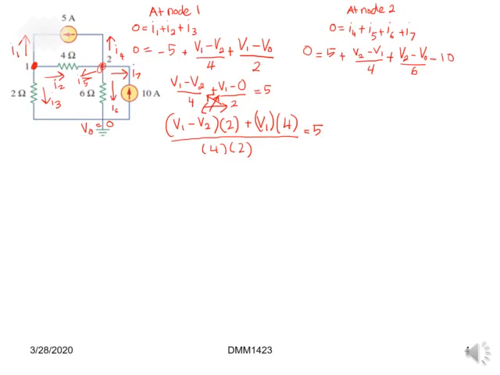Now we rearrange the equation. This is based on mathematics.